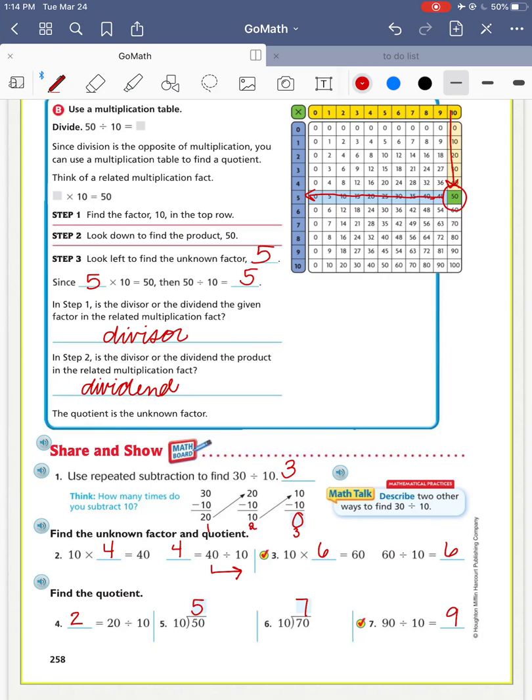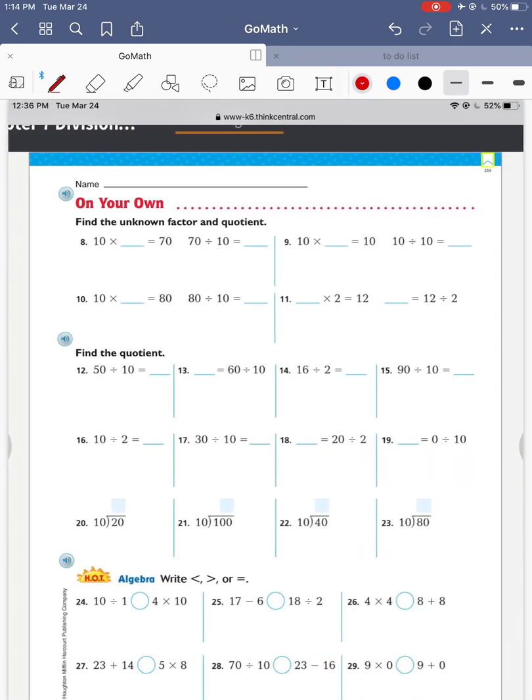Since it's tens facts, you can just look at the first number, the number in the tens place, and that is what you're multiplying by 10. So for this number, 10 times 2 is 20. There's a 2 in the tens place, so that means you're multiplying 2 groups of 10, so 10, 20. There's a 5 in the tens place, so you're multiplying 5 tens, 10, 20, 30, 40, 50. So you can draw a picture if you need to, or you can use the multiplication table at the top, but for these tens facts, they should be pretty easy to do without having to draw any pictures.